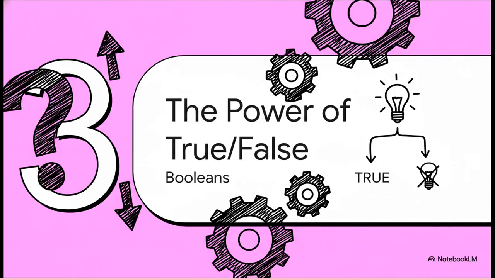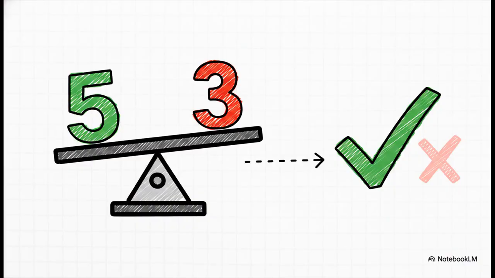Okay, let's move on to a tool that seems deceptively simple but is unbelievably powerful, the Boolean. This little data type is the absolute bedrock of all logic and decision-making in your code. Without it, our programs would just be, well, dumb. They couldn't make any choices. The Boolean, or bool for short, is just stunningly simple. It can only ever be one of two things: true or false.